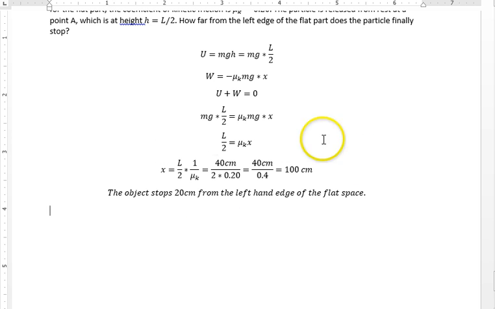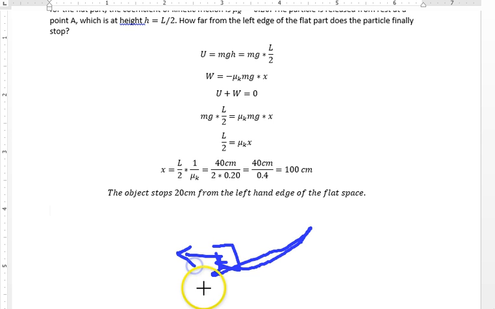And this equation works because when it goes up the slope and back down, energy is conserved, and it comes back to this point going the same speed but in the opposite direction that it was heading when it left. Okay, that's it for problem 65, and we're done.